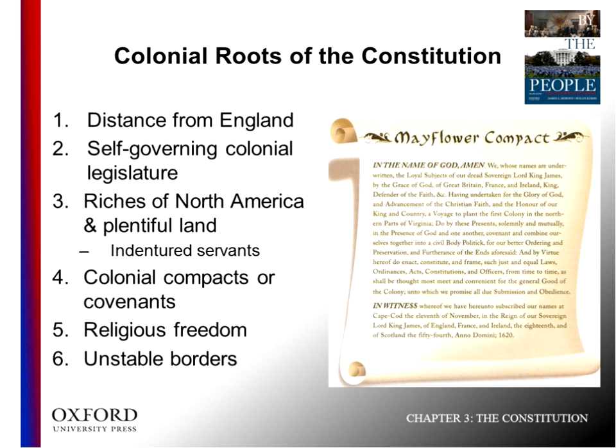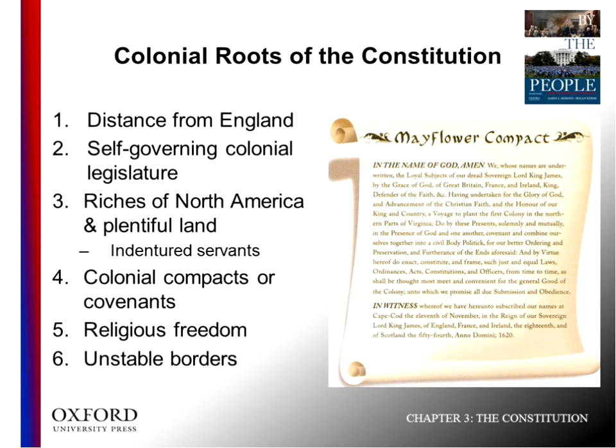Well, this then set up the idea of self-governing colonial legislatures. As the colonists were essentially on their own, they set up their own institutions that could govern themselves. And the colonists had a great deal of experience with representation. They were pretty adamant that they were going to have some kind of representation in these new governments.